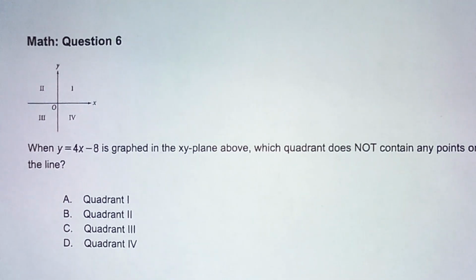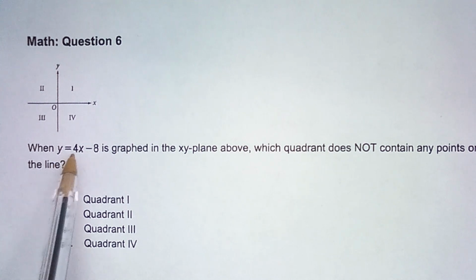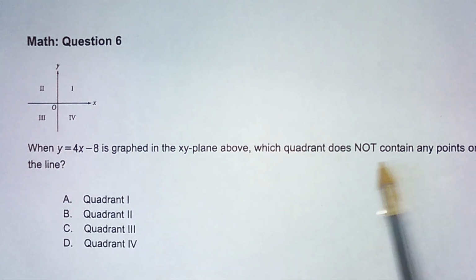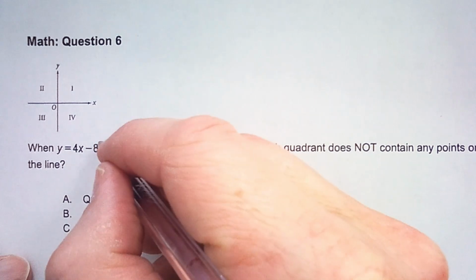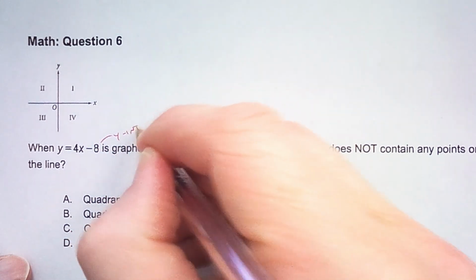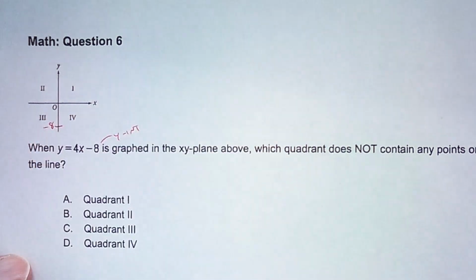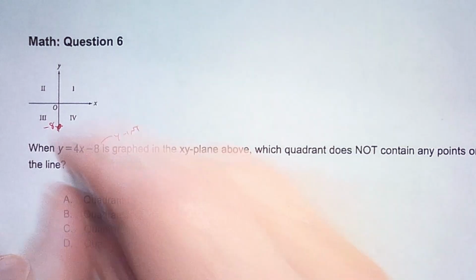Number 6. So here's a coordinate plane. When y equals 4x minus 8 is graphed, which quadrant does not contain any points on the line? So let's just sketch a quick graph. So this negative 8, that's the y-intercept. Okay, so it starts down 8. So there will be a point right there at negative 8.